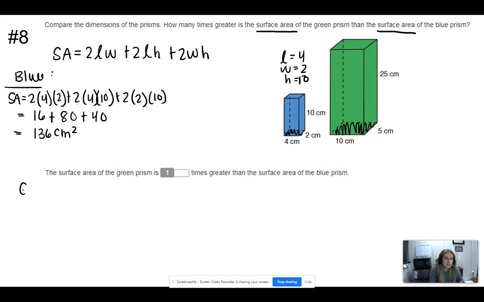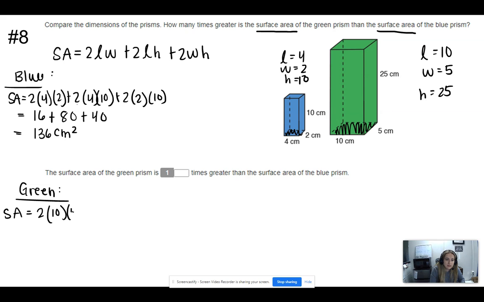Now let's find the surface area for the green prism. First, let's find the dimensions. The length is 10, the width is 5, and the height is 25. So let's fill it in: 2 times the length 10, the width 5, plus 2 times the length 10, the height 25, plus 2 times the width 5, the height 25. Okay, let's multiply the numbers together.